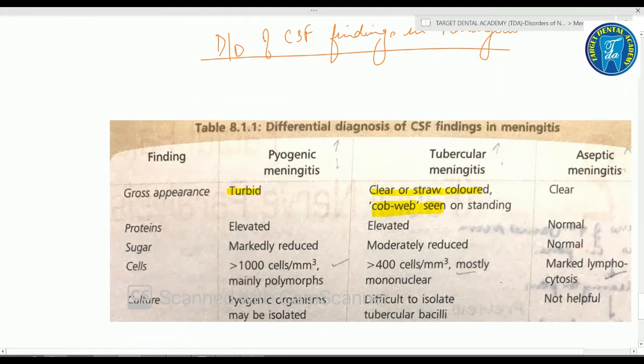So cells in pyogenic meningitis are more than 1000 cells per cubic mm, mainly polymorphs. While in tubercular meningitis, the cells are more than 400 cells per cubic mm, mostly mononuclear. Fine. While in aseptic meningitis, there is marked lymphocytosis. Culture: in pyogenic meningitis the organism may be isolated, in tubercular meningitis it is difficult to isolate the tubercular bacilli, and in aseptic meningitis it is not helpful.